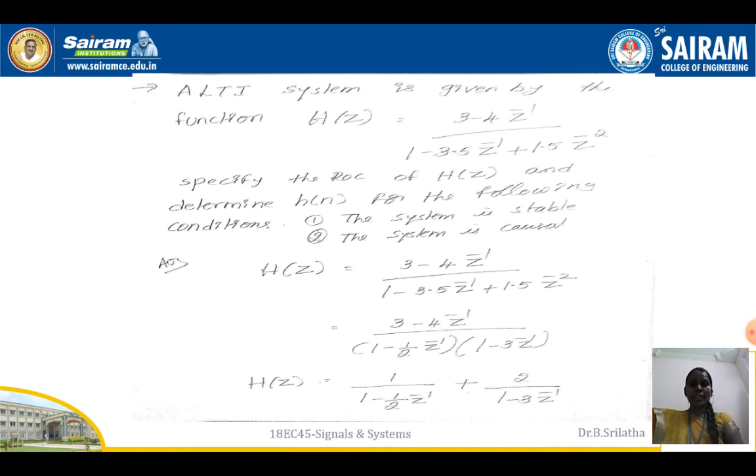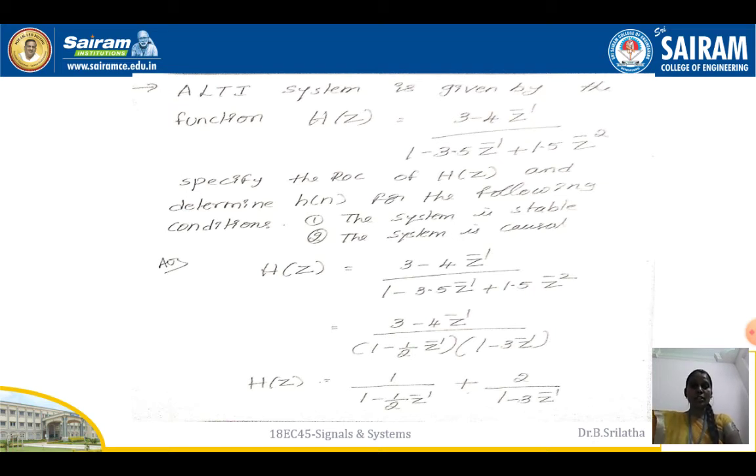An LTI system is given by the function H(z) = (3 - 4z^-1) / (1 - 3.5z^-1 + 1.5z^-2). Specify the ROC of H(z) and determine h(n) for the following conditions. First, if the system is stable, what is h(n)? If the system is causal, what is h(n)? We are going to find out.